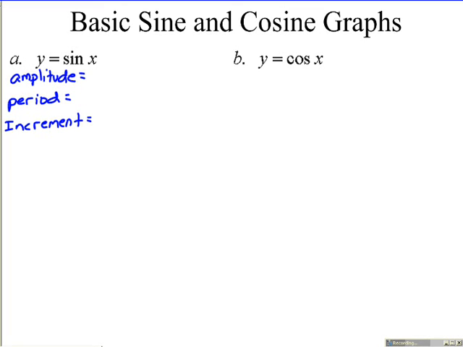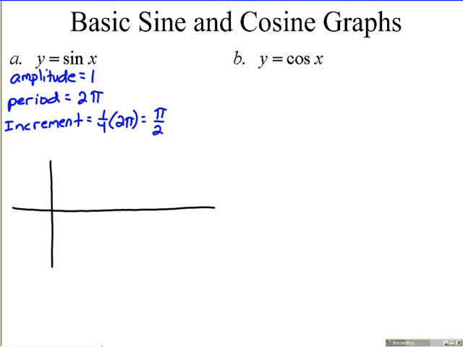Amplitude of this graph: the number right in front of the trig function is 1, so that's the amplitude. Period is 2 pi over the lead coefficient of x, so in this case 2 pi over 1, which is just 2 pi, and the increment is 1/4 of the period, so 1/4 of 2 pi, which is pi over 2. So from here, increment is pi over 2, amplitude is 1. So our graph is going to go up to 1, down to -1.